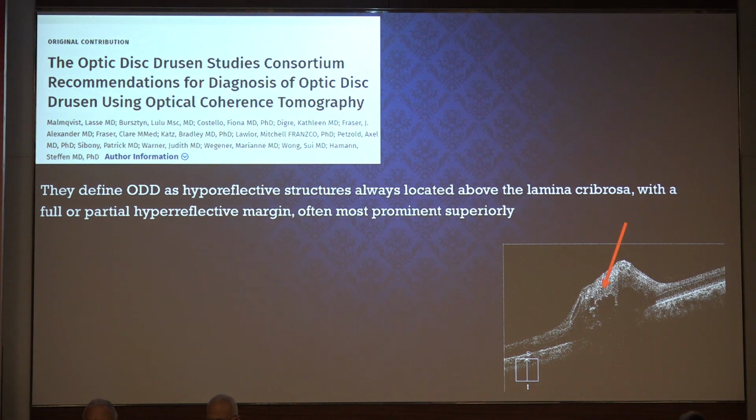Now, certain pseudopapilledemas are associated with drusen. Not every pseudopapilledema is drusen, but there are certain pseudopapilledema with drusen, which the Optic Disc Drusen Studies Consortium has defined as hyporeflective core with crenated hyperreflective margins.